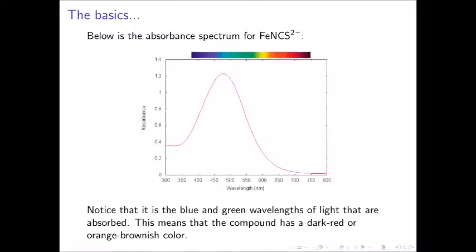Looking at the color bar at the top of the plot, we see that it is the blue and green wavelengths of light that are absorbed. That means that the transmitted colors are yellow, orange, and red. Our complex, therefore, has a dark red or orangish-brown color.